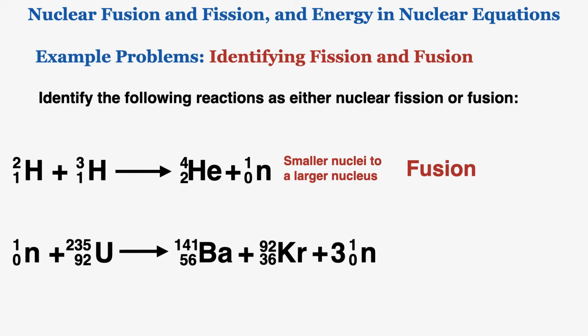Whereas in the bottom example, I can see I have a single very large nucleus of uranium breaking into two smaller atoms and three neutrons. So because this is a larger nucleus breaking up into smaller nuclei, this is an example of nuclear fission. So that's how you would identify which is which.